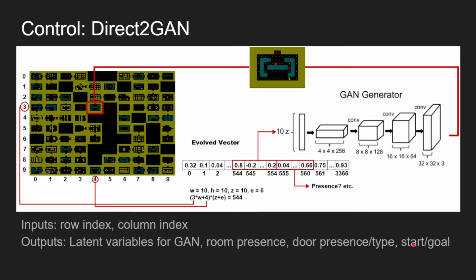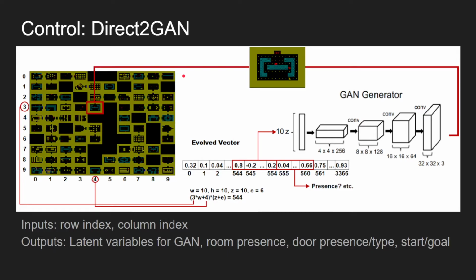Now, we compare this to a control approach called direct-to-GAN, which is basically just evolving a really long linear vector of real valued numbers. Now, to make this work in 2 dimensions, though, we have to have several real valued variables for every room in the dungeon. In particular, we need 10 latent variables and then 6 auxiliary variables, leading to a total of 16 variables per room. And so this linear vector is organized so that the first 16 variables correspond to that room, the next 16 to that room, the next 16 to that room, and so on.